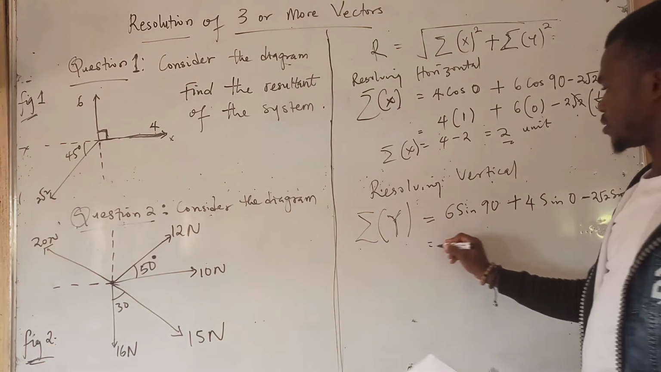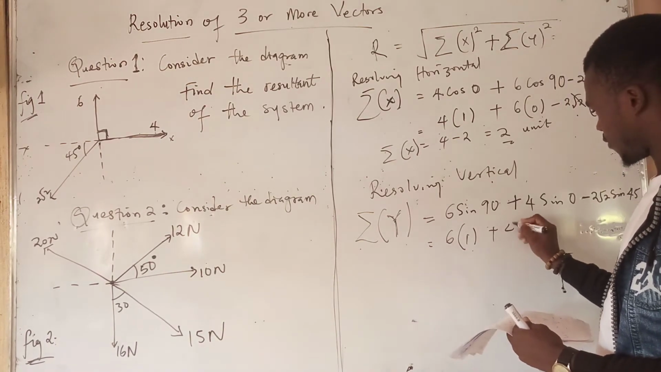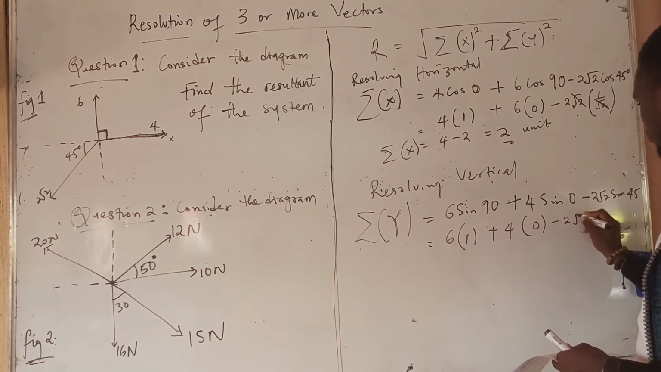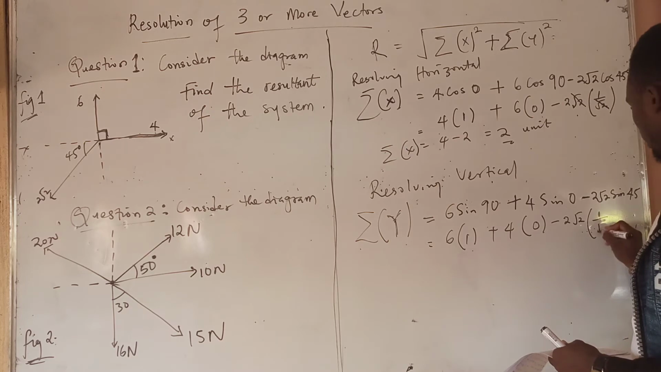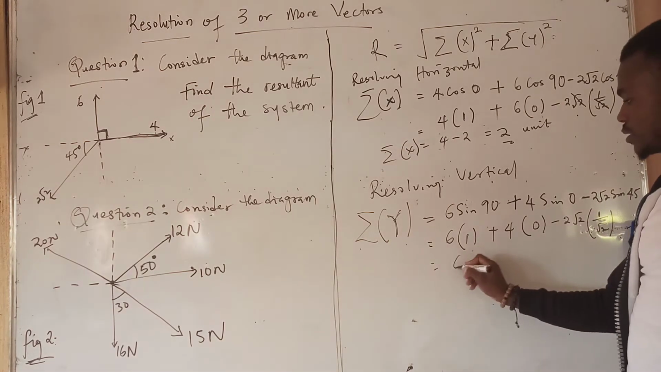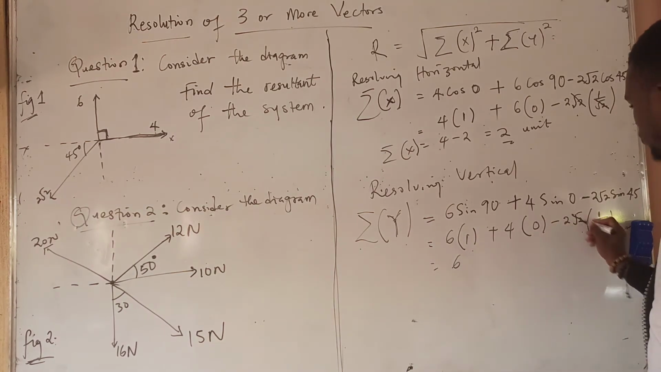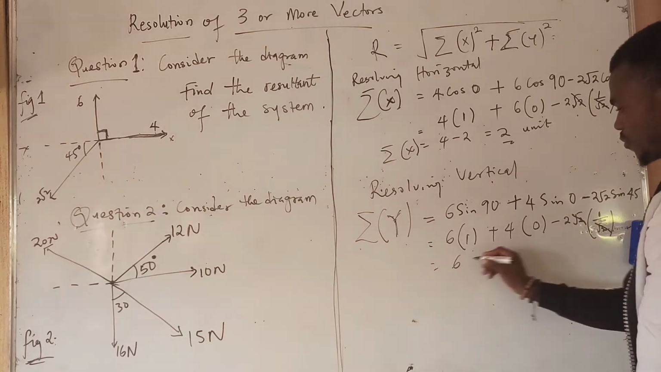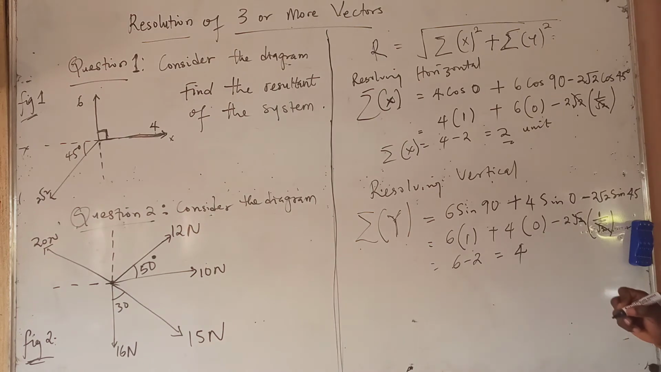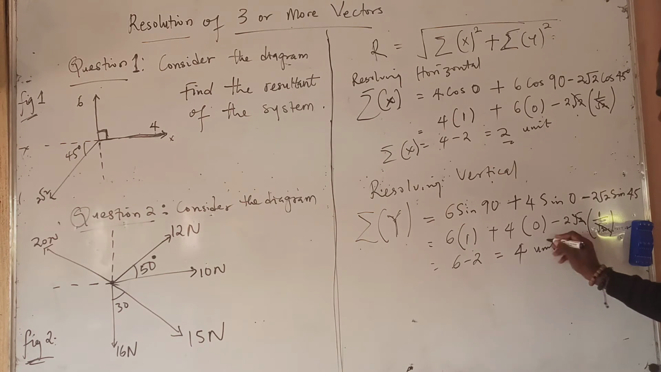So if we punch our calculator, sine 90 will be 1, then we have 4 sine 0 will be what? 0, then we have 2 root 2, sine 45 will be 1 over root 2. So you see now that this will be 6 here, that is 6 times 1 is 6, here it goes to 0, then we have root 2 here, we cancel out root 2, then what we have left is what? Is 2, so that this will be equal to what? To 4. So that is 6 minus 2 is 4, so that is the unit we have here.